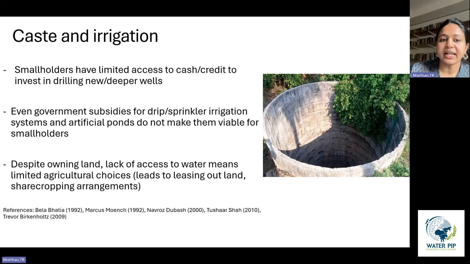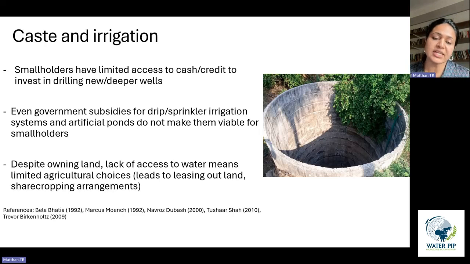And despite owning land, lack of access to water means limited agricultural choices. So for a lot of farmers who are unable to drill wells or successfully find water, what happens is that they have to only grow one crop in the monsoon season, a rain-fed crop, which is soybean, and then their land is left empty in the winter.